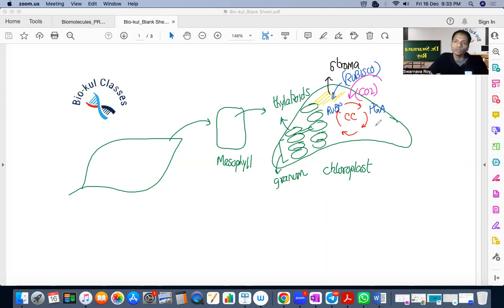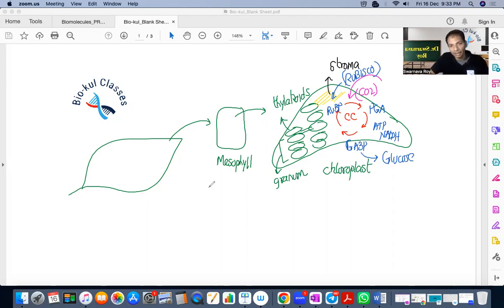PGA is then reduced by ATP and NADPH to form G3P, glyceraldehyde triphosphate, right? Out of this glyceraldehyde triphosphate, glucose is formed, and the rest of the glyceraldehyde triphosphate is recycled or regenerated back to RuBP. So this is the Calvin cycle. But the important point is that this is basically part of the dark reaction, right?